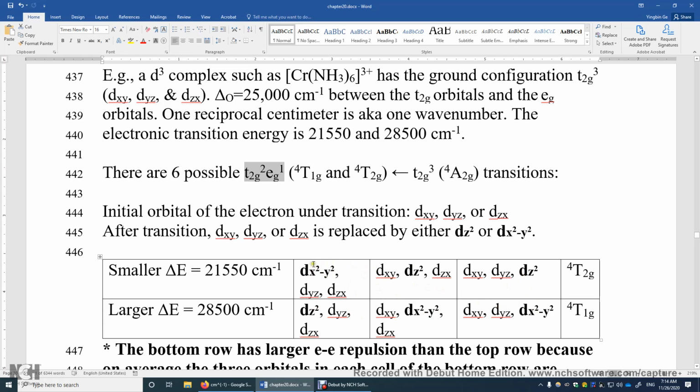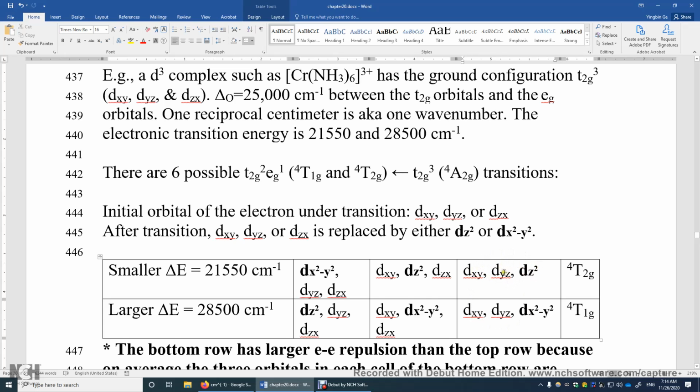Now let's look at these situations. Let's compare these two, and let's compare these two. What's going on here? First, this is probably easy to look at. Dx squared minus y squared is on the xy plane, right? Dxy is on the xy plane, right? So physically or spatially, these two orbitals are really close to each other. Now, if you look at this situation, you can say dz squared, dxy, and dyz are on the same plane, but they have different orientations. There's a 45 degree angle between these two, and these two are just perpendicular to each other. These two are perpendicular to each other.